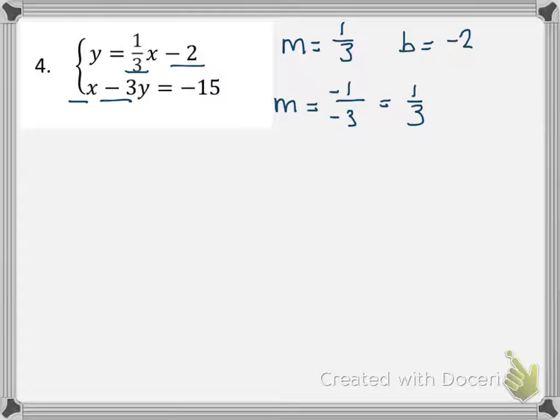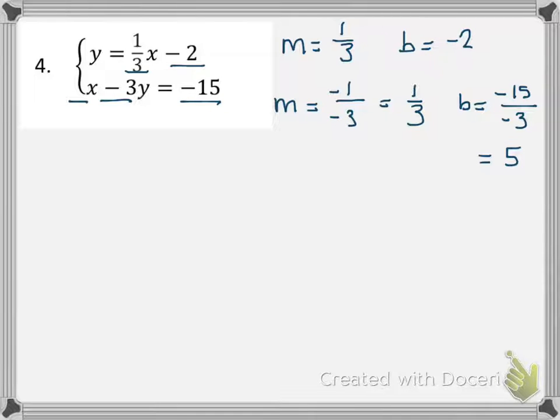Either they don't intersect and they're parallel lines, and that means no solution, or they're the same line and they intersect everywhere, which means infinitely many solutions. So all I need is the y-intercept. And the y-intercept is our c value, negative 15, over our b value, negative 3, and a negative divided by a negative is a positive 5.